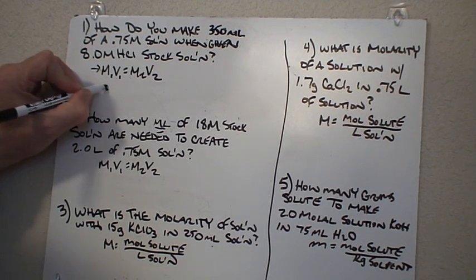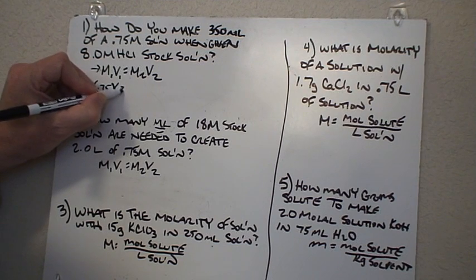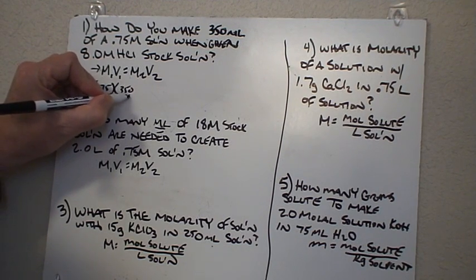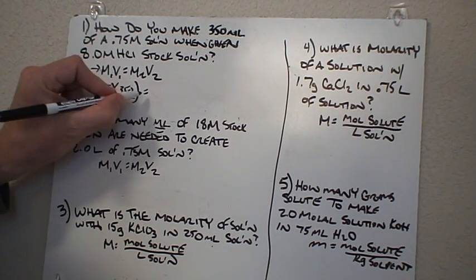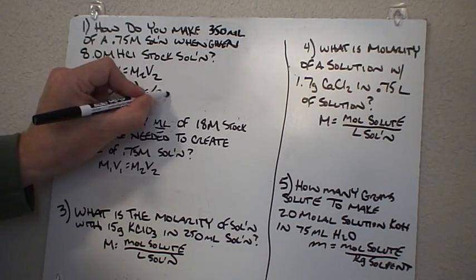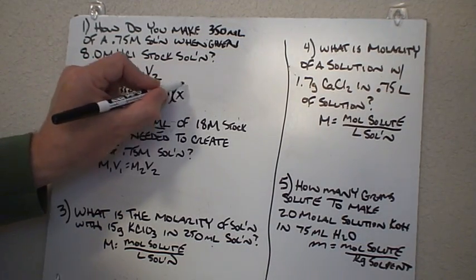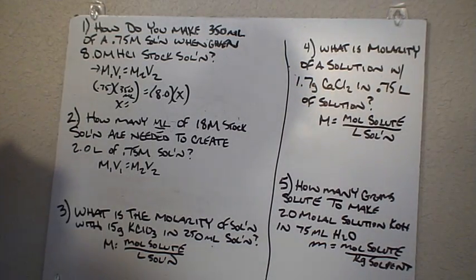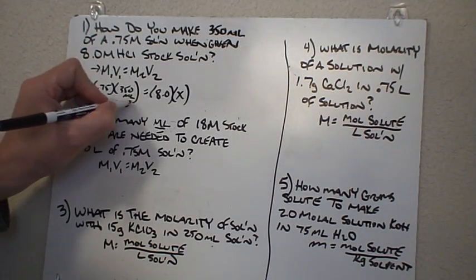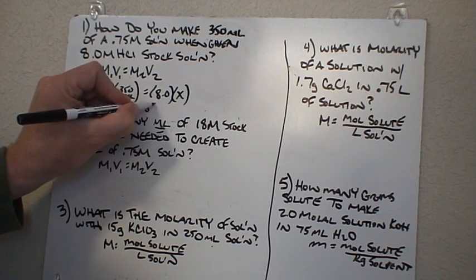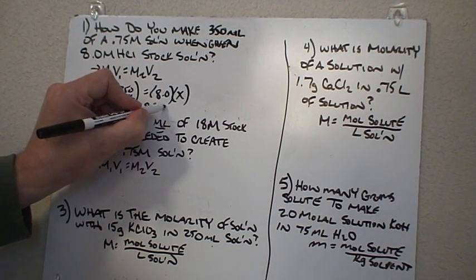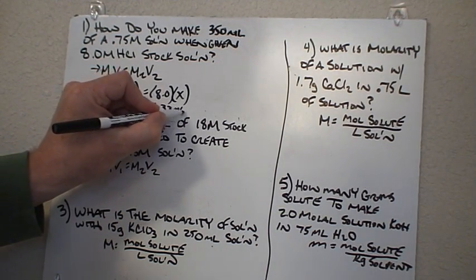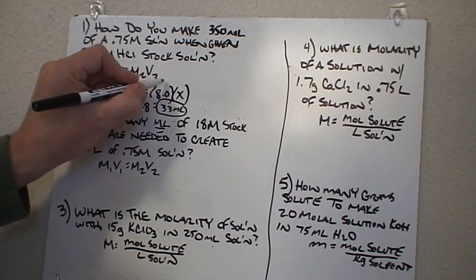So let's take a look, 0.75 molar, and I have 350 milliliters. I like to label that to make sure it's consistent, and so my other concentration is 8 molar, and the question is, what is my X? X in this case ends up being 32.8, which I'm going to go to two significant figures, so that's 33. Now that means 33 milliliters of my stock solution.